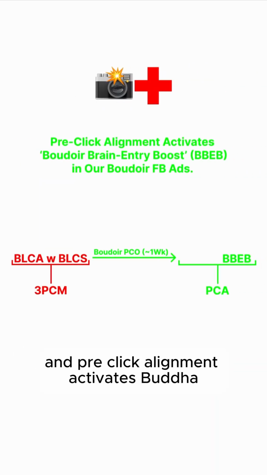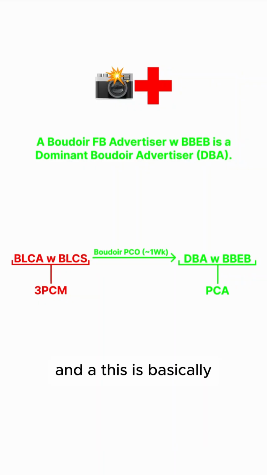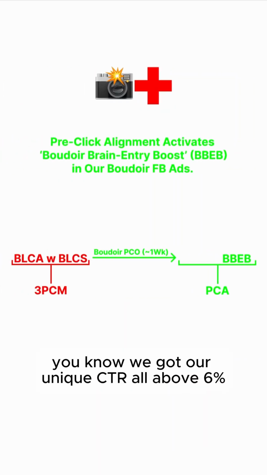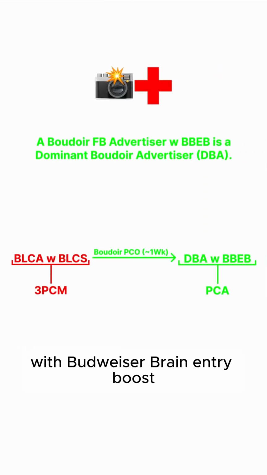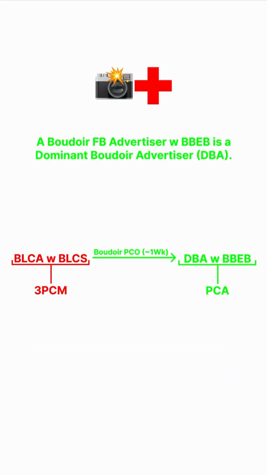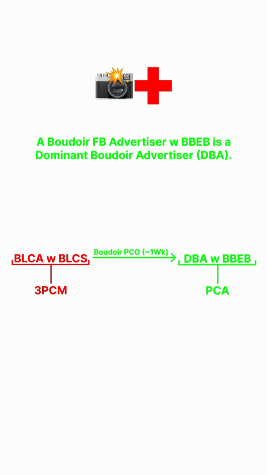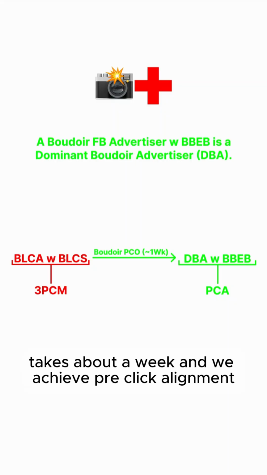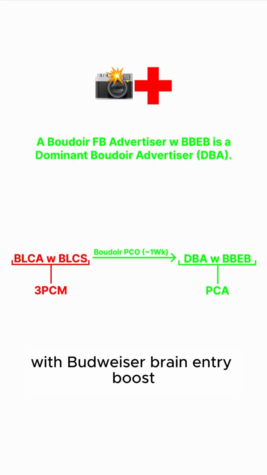And pre-click alignment activates Boudoir brain entry boost in our Boudoir Facebook ads. And this is basically, we got our unique CTR all above 6%. And a Boudoir Facebook advertiser with Boudoir brain entry boost is a dominant Boudoir advertiser, a DBA. So we got our full universe here. A BLCA with BLCS is caused by the 3 pre-click mistakes. That's fine, easy enough. Treated with Boudoir Pico takes about a week. And we achieve pre-click alignment. We become a dominant Boudoir advertiser with Boudoir brain entry boost.